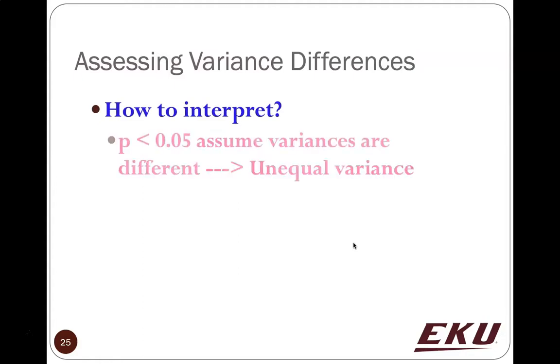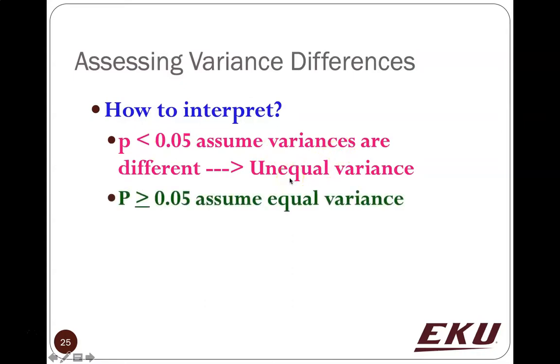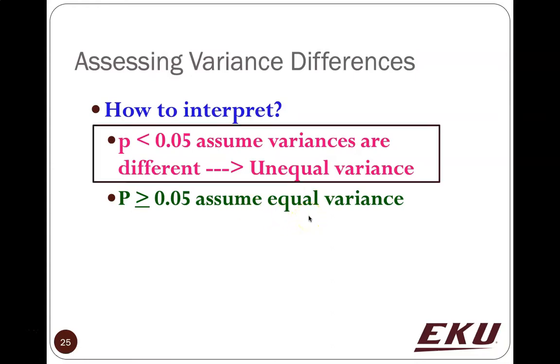Now, how would you interpret these results? Well, since the p-value is clearly less than 0.05, we would assume that the variances are different. So we would call this unequal variance. The alternative is to assume equal variance, which we're not going to do. So we have to assume unequal variance, and when we do our t-test, had the data met the normal distribution, we would then do the t-test for unequal variance.